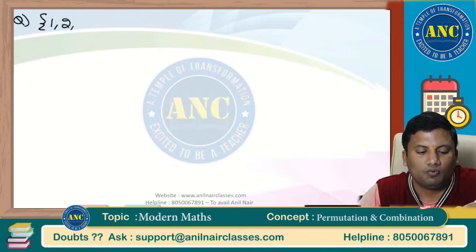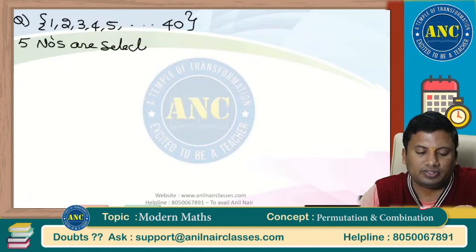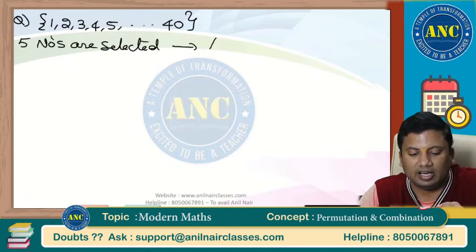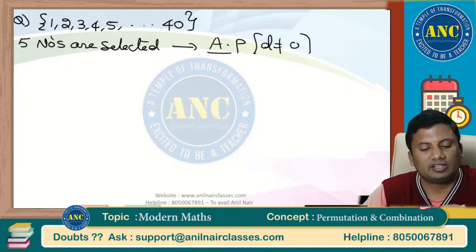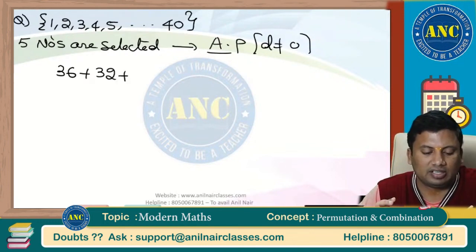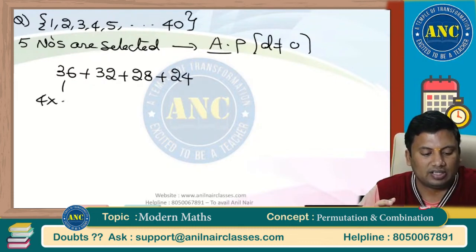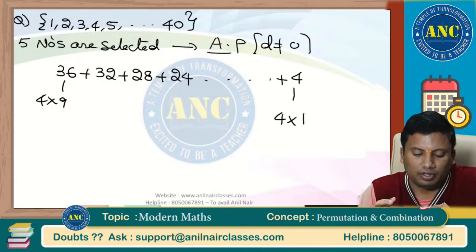Suppose it is 1, 2, 3, 4, 5 and so on up to 40. 5 numbers are selected. I need to select 5 numbers such that they are in arithmetic progression. What will be the answer? 40 minus 5 is 35, plus 1 is 36. 5 numbers means there will be 4 gaps. 36, 32, 28, 24, 4 nines are 36. Here it will go on up to 4 ones are 4. I hope it is clear.